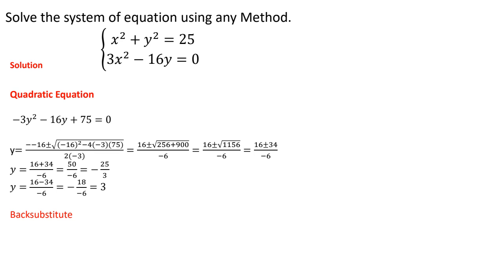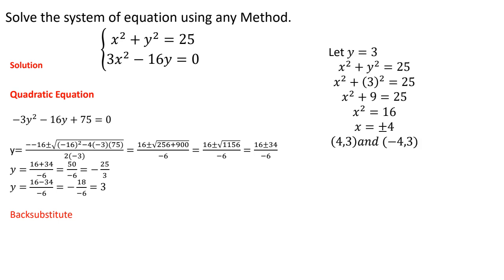Okay, so we're going to do back substitution. We can pick any of the two equations we want. It doesn't matter which one we pick. In my case, I'm going to pick the first equation, the circle one, x squared plus y squared is equal to 25. So first, I'm going to pick the 3. When I pick the 3, I have x squared plus 3 squared is equal to 25. 3 squared is equal to 9. Subtract 9 on both sides. So 25 minus 9 is 16. Take the square root of both sides, and I have plus or minus 4 for x.